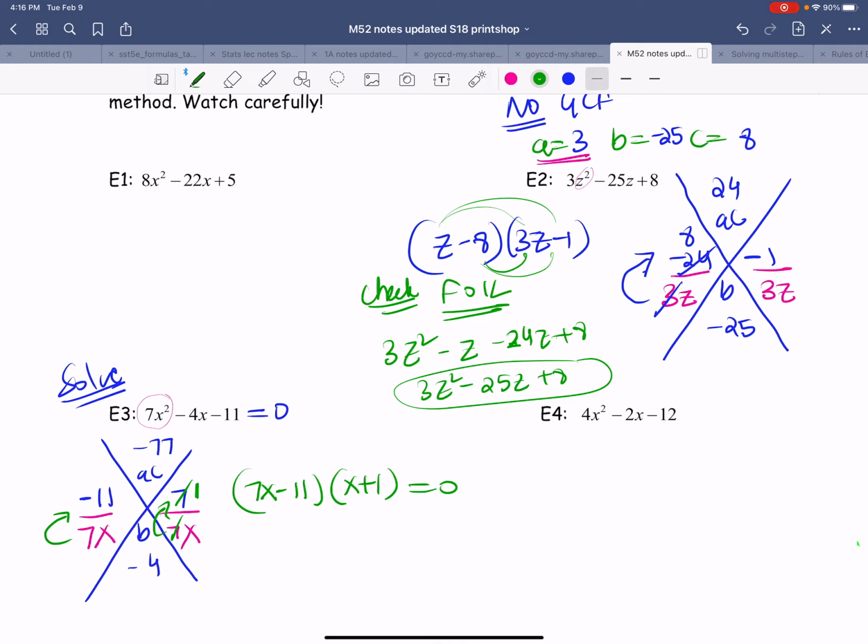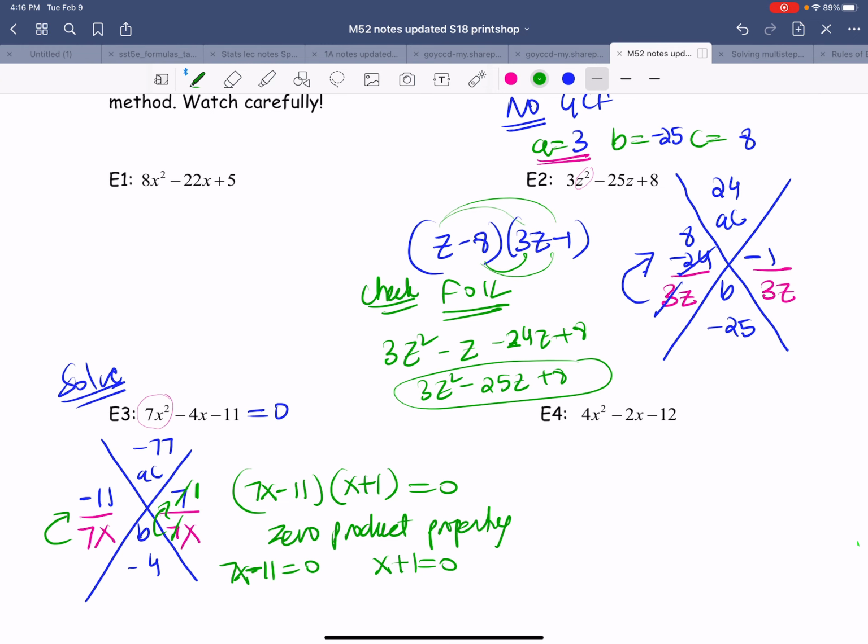Remember the zero product property? If the product of two factors is 0, one of them must be 0. The zero product property says, if the product of two factors is 0, one of them must be 0. So that means either 7x minus 11 is 0 or x plus 1 is 0.